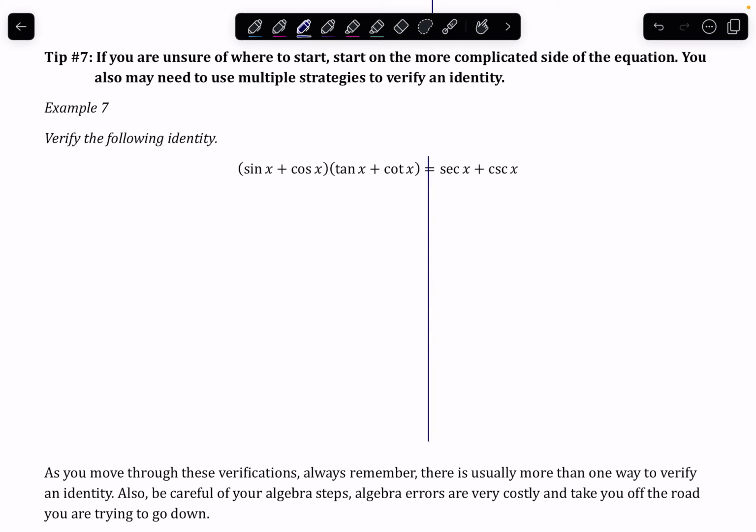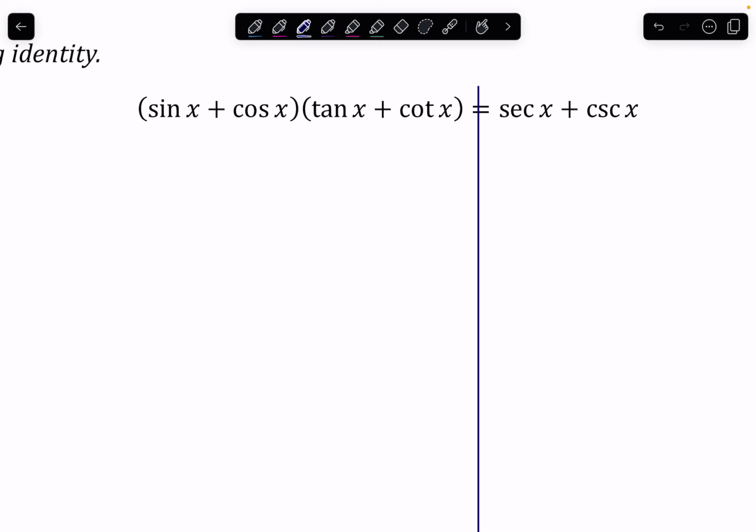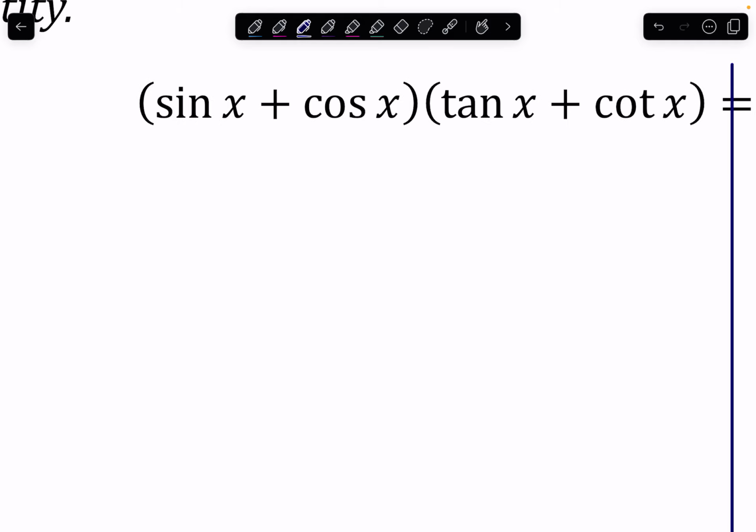All right, so if I'm looking at this, I'm going to go to the left side because that left side looks very complicated. It's in factored form. I want to undo that. So you kind of have some options here. You could go ahead and change to sine and cosine if you wanted to, or you could just multiply it out as is. Completely up to you. I would probably be going to sine and cosine immediately before I FOILed. So that's what I'm going to do.